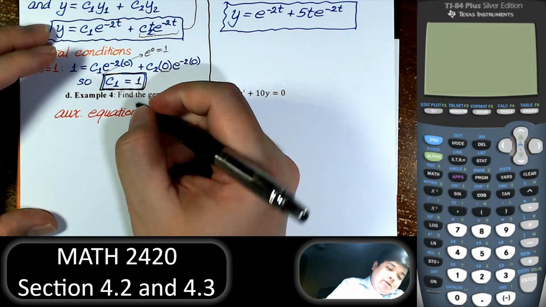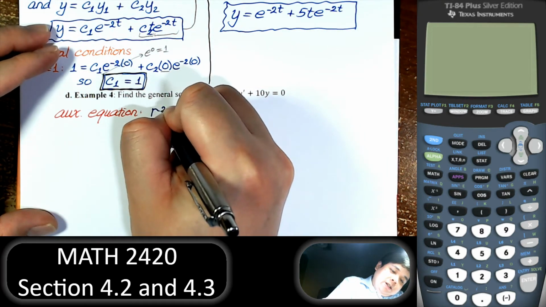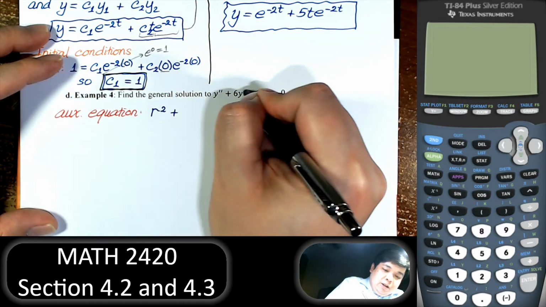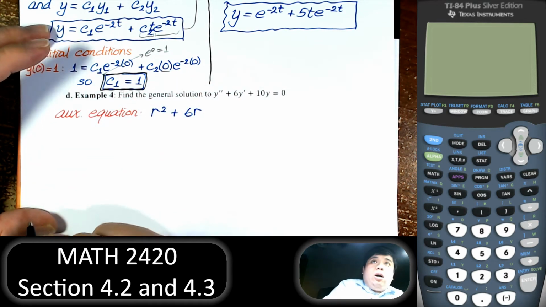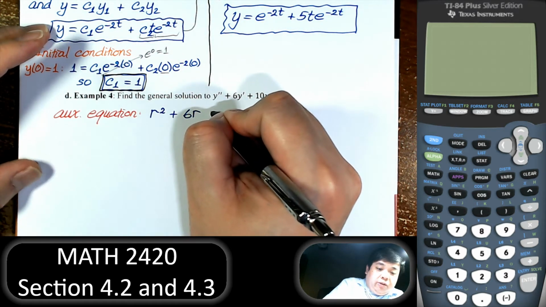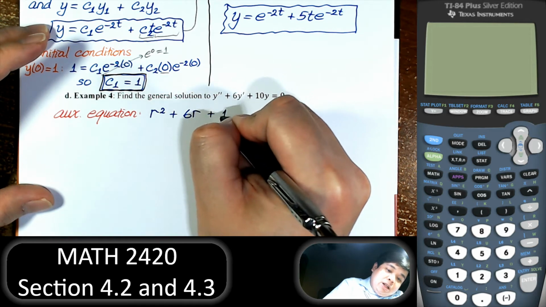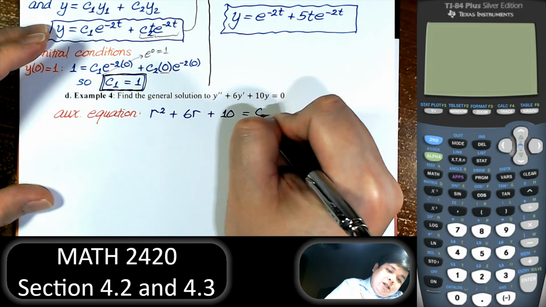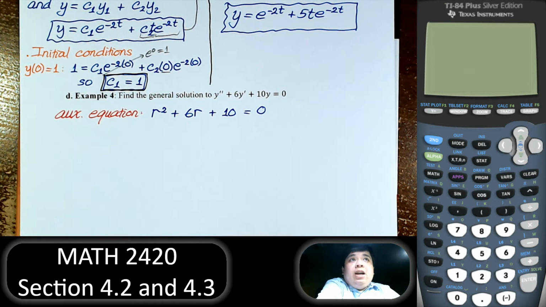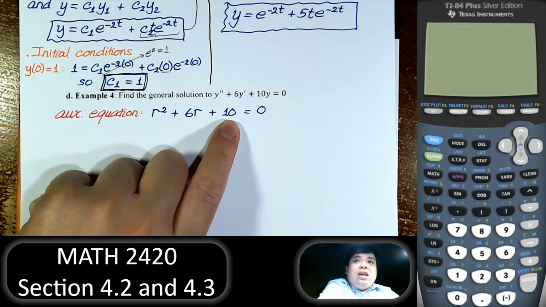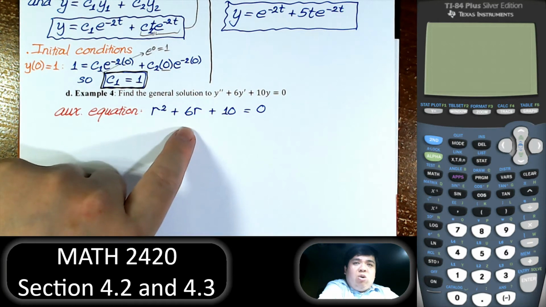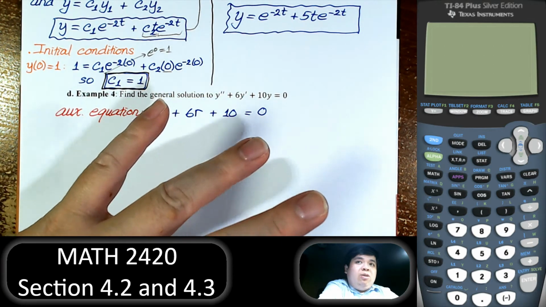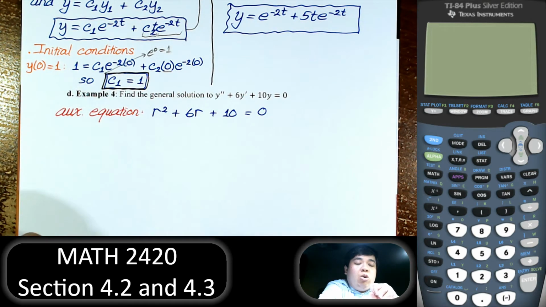Second derivative r squared. First derivative r, and the function will be just a constant. Right, now try to factor. Can we? To get to 10 is 1 times 10. It's not going to give us 6, or 2 and 5 also doesn't matter. It's not going to give us 6. So it looks like we cannot factor.